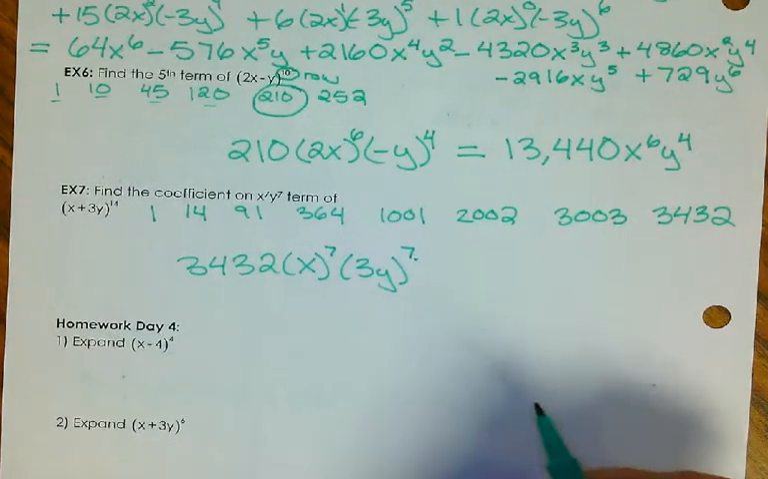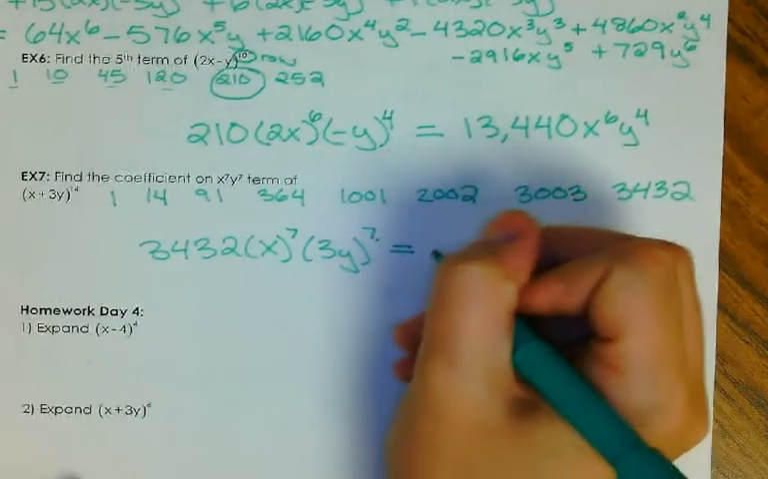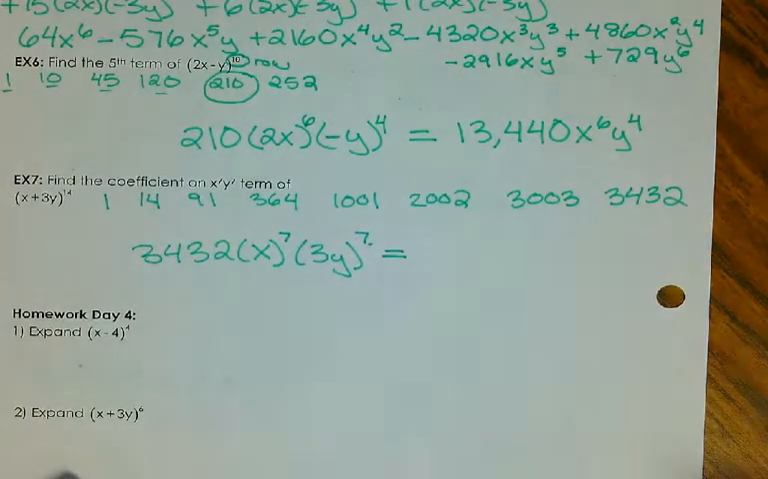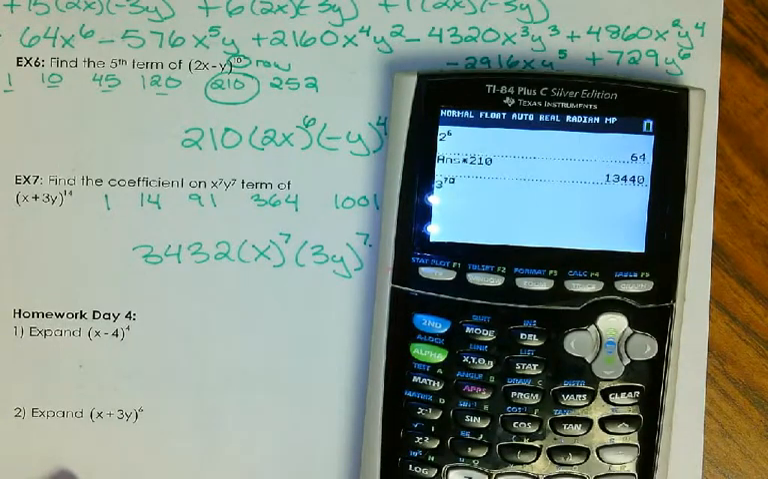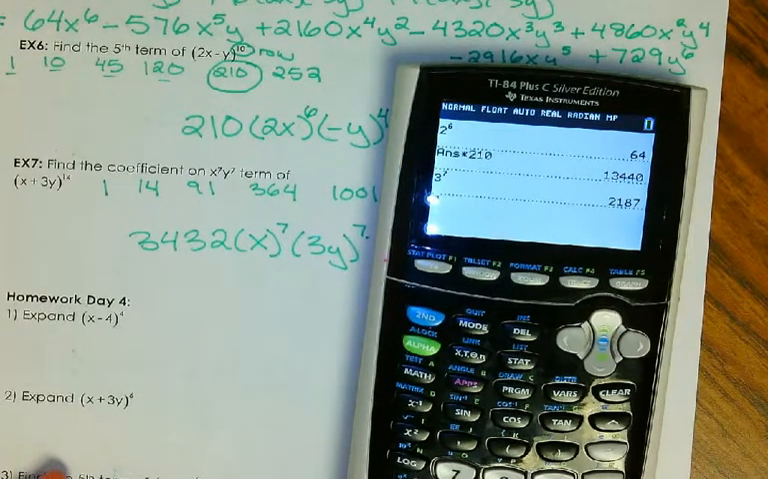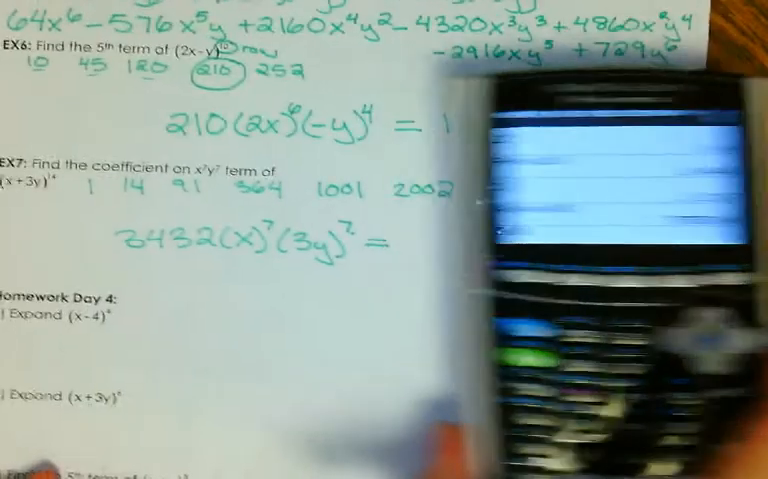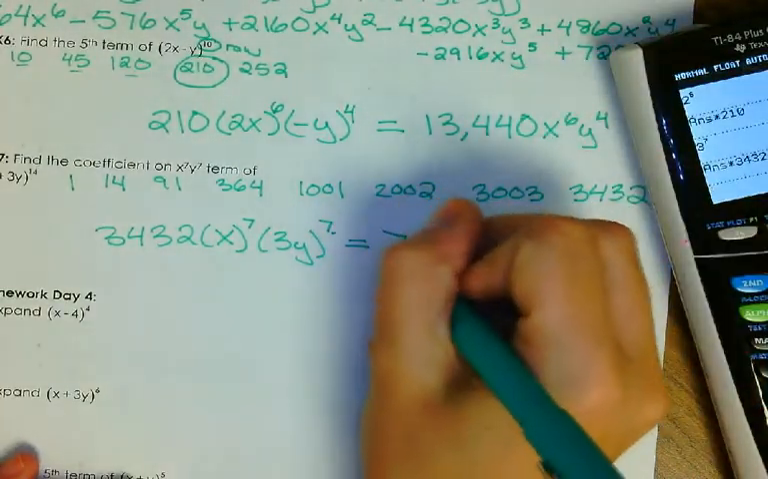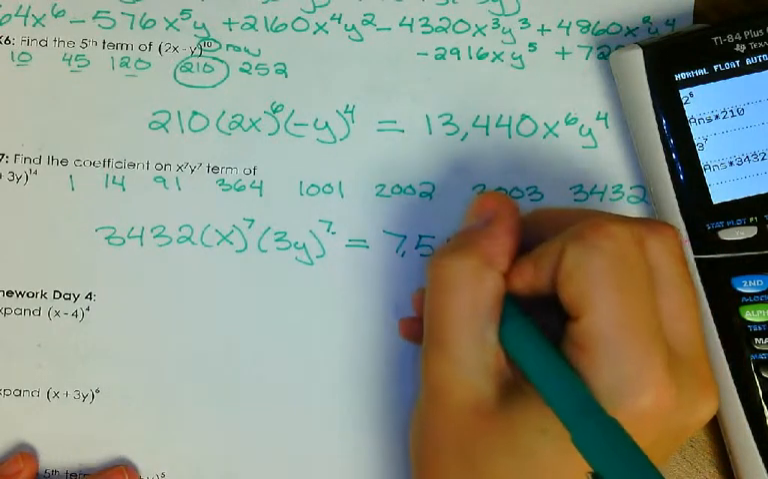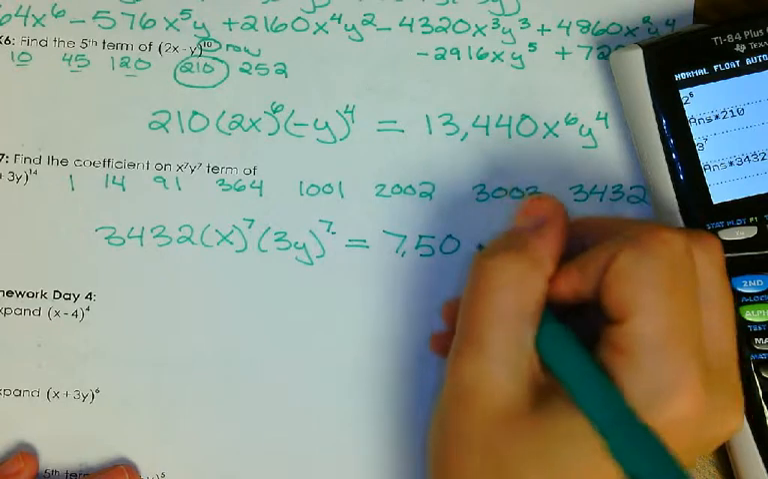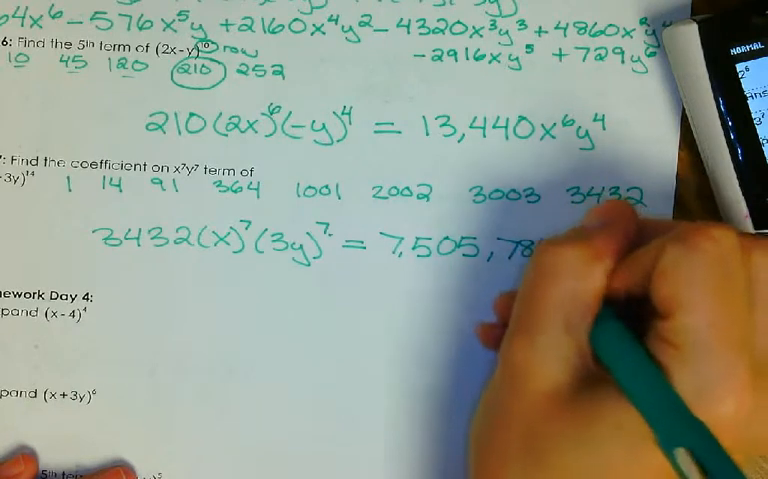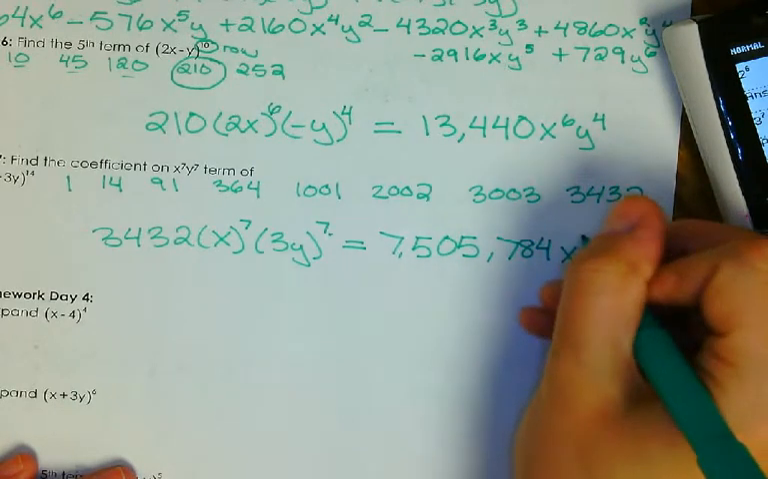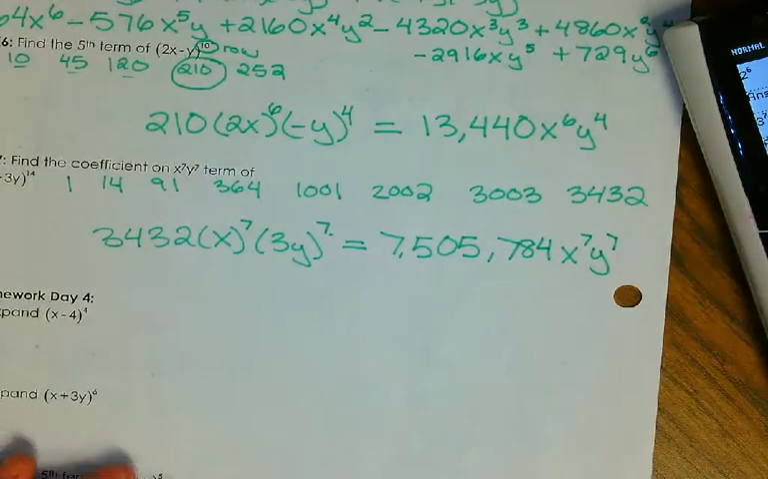So from there, you clean that up. And if you clean that up, you get 3 to the 7th. That's going to be really big. So you're going to have your calculator. So 3 raised to the 7th power. And then I have to multiply that by 3,432. Ooh, look at that big old number. So we've got that to be 7,500,000. Oh, that's even more. Oh, 505,784. And then don't forget your variables. X to the 7th, y to the 7th there.